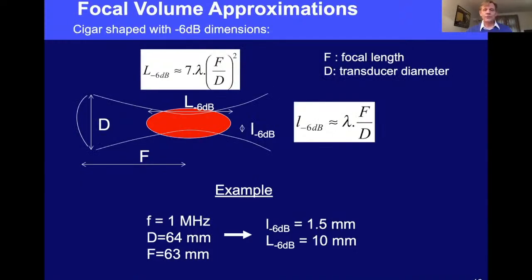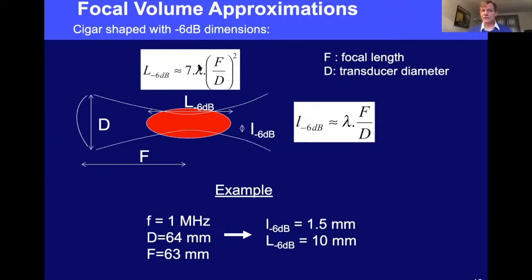So those formulas from O'Neill you can actually use to approximate the length and the width of the focal zone that's created by a focusing transducer. The axial length is 7 times the wavelength times the ratio of the focal length to the diameter of the transducer squared. And the width of the focal zone, up and down, is proportional to the wavelength times F over D.